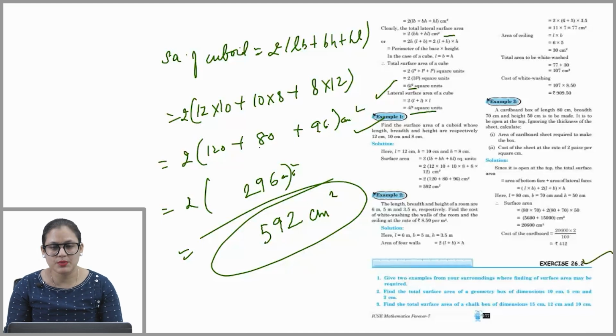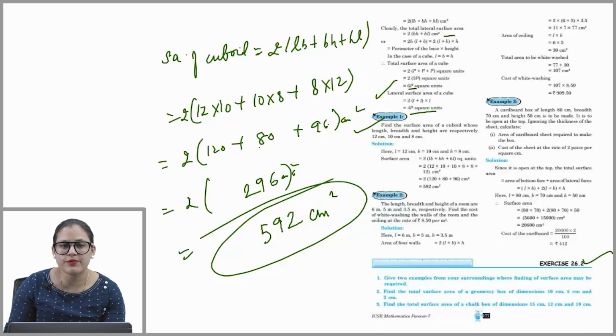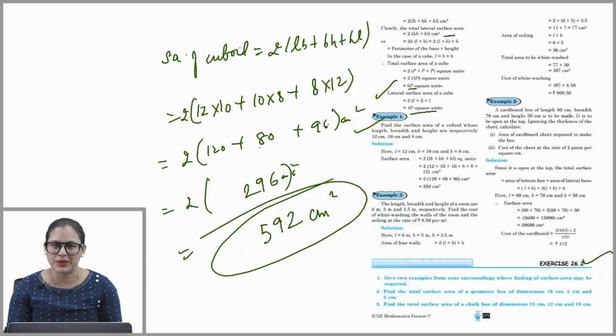Let's do exercise 26.2. Give 2 examples from your surroundings where finding the surface area may be required. So you can give any 2 examples from your surroundings, right.